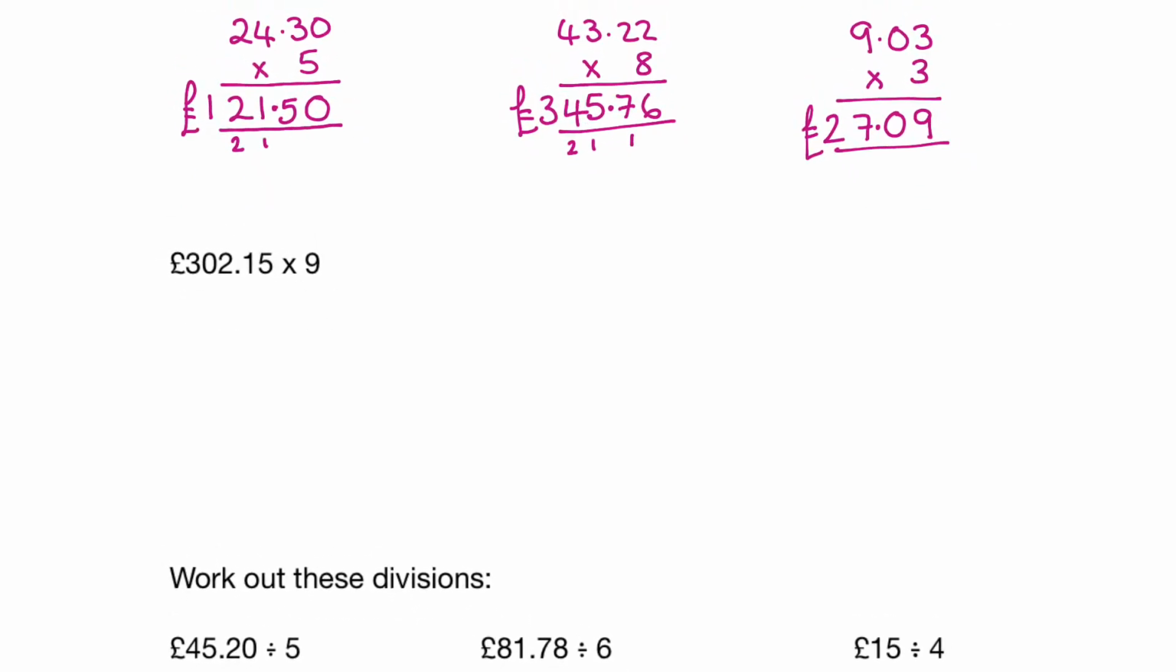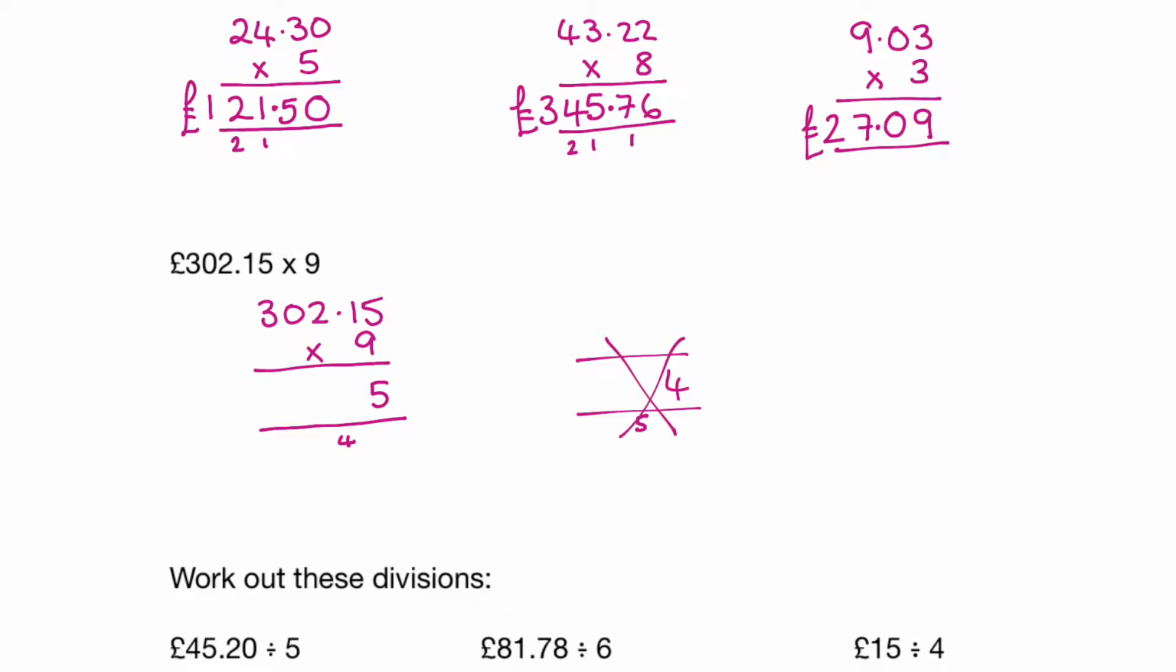The last multiplication one, £302.15 times 9. So bigger numbers this time. So to start with, 5 times 9 is 45. Make sure when you're carrying numbers that the number does still look correct. For example, if we got those numbers the wrong way round and we'd put 45, as we look at that, it does look like 54, doesn't it? It doesn't look like 45 like that does.